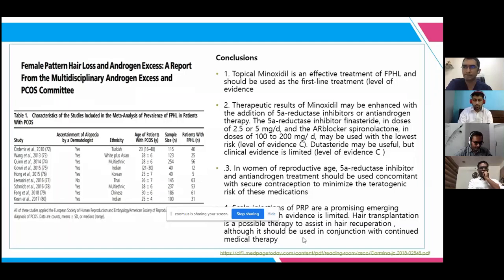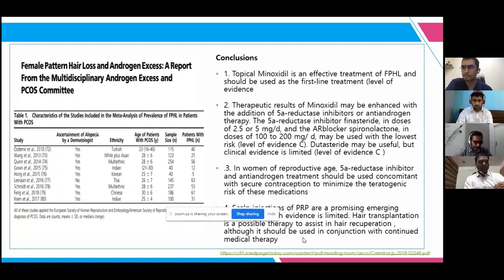But usually we give topical minoxidil. That is one. And then topical minoxidil sometimes in finasteride also, in a dose of 0.5 or 5 milligram per day. You can even go for spironolactone 100 milligram per day.